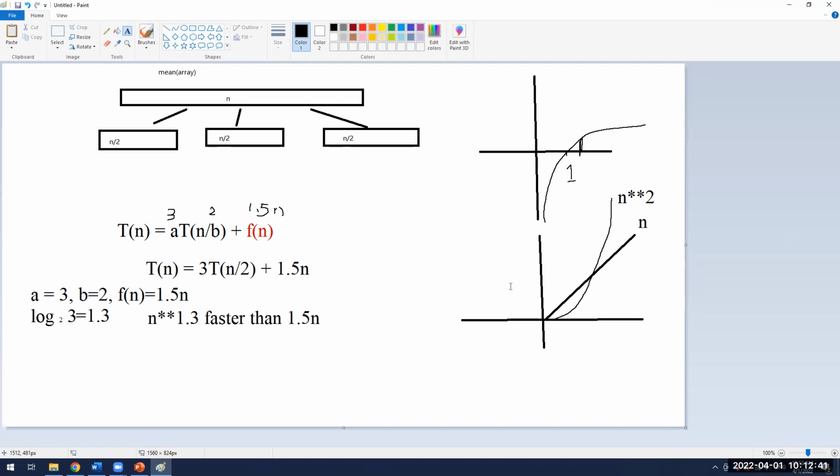Yes. And then what is n to the power 1.3? So n to the power 1.3 should be somewhere in the middle, right? Yes. So n to the power 1.3 is going to be faster than n. So this means n to the power 1.3 is going to be faster than 1.5n, because this 1.5 should be considered as a constant value. Okay. So this is what we know.